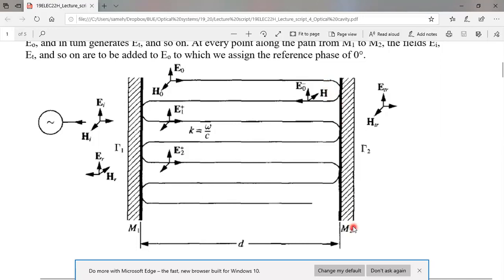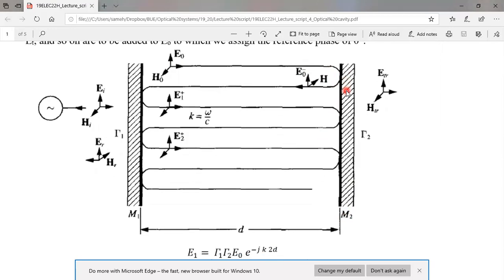Let's say that this is gamma 2, because this is border number 2. So at this point, which is E node minus, E node minus will be equal to what reaches here, which is E node e power minus j kd, multiplied by gamma 2, which is the reflection coefficient of border number 2.